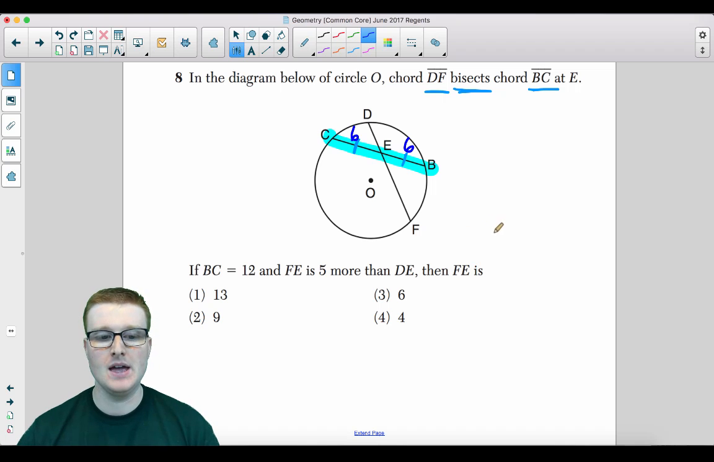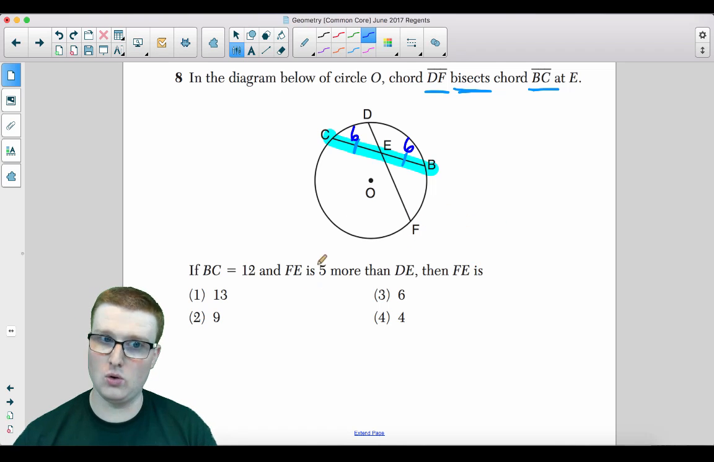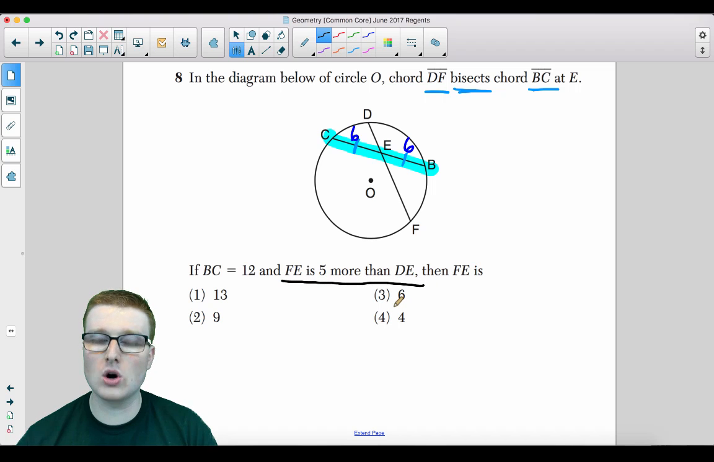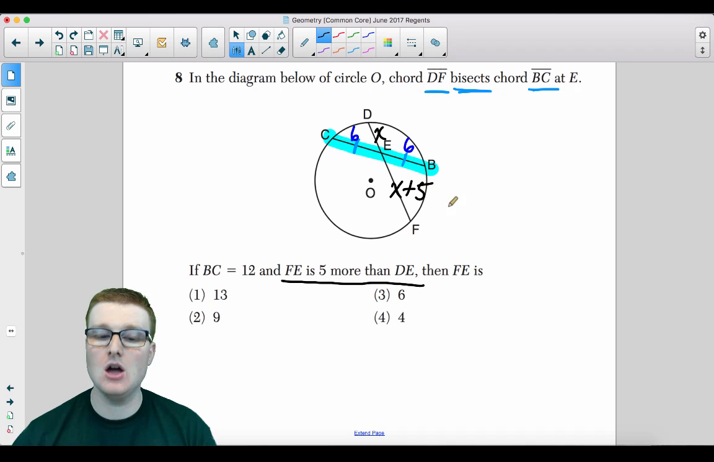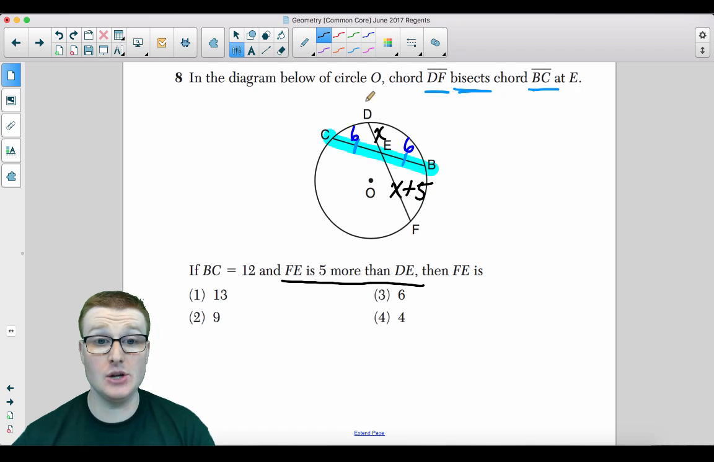6 for both. And okay, you got to remember your algebra skills, folks. FE is 5 more than DE. FE is 5 more than DE. So DE is X and FE is X plus 5. Find length of FE. All right, let's do it.